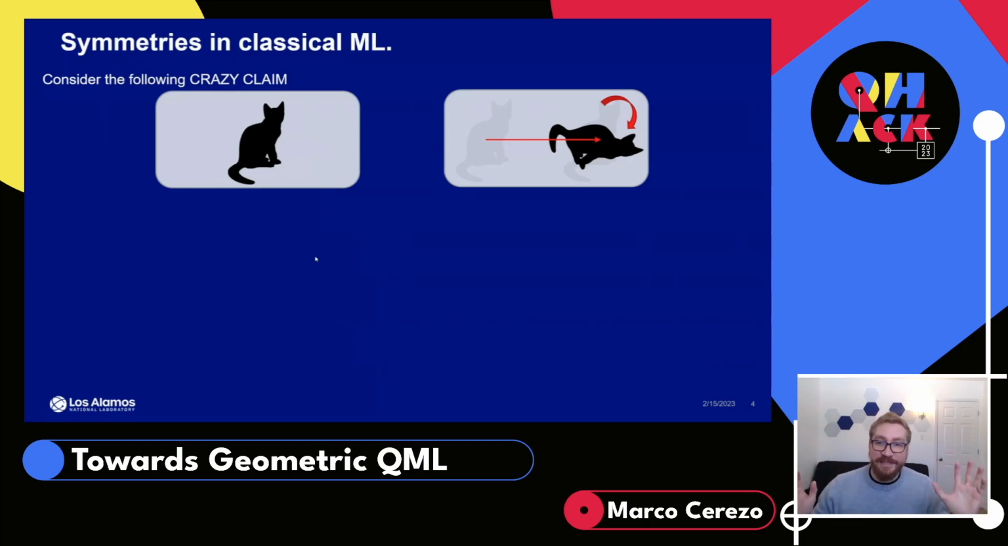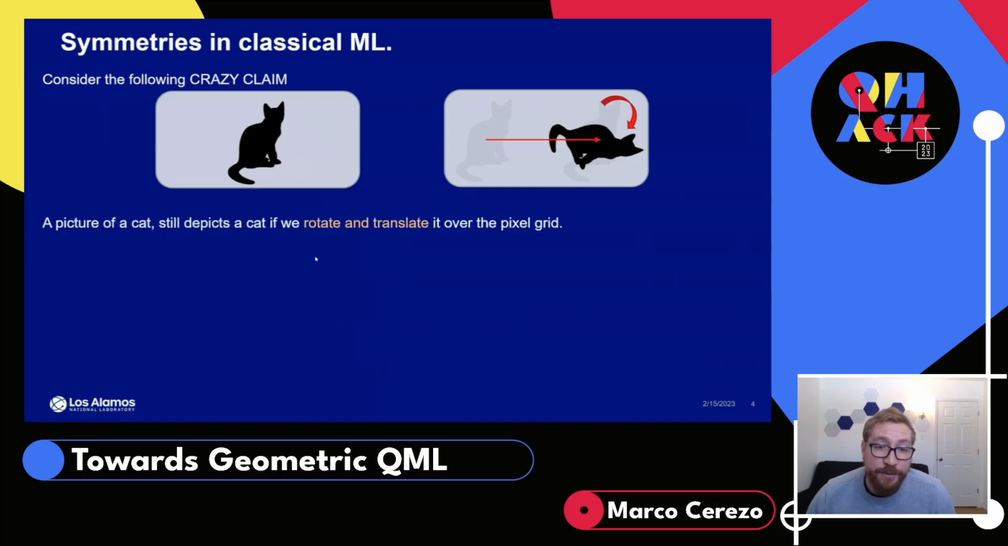This is my crazy claim, right? And what does it mean to translate and rotate? You just move the pixels in your image. So as we can see, we can always take a picture of a cat and it's still going to depict the cat if we roto-translate it over the pixel group, right? So what does this mean? The image in itself is changing, it's a completely different picture. However, the label of the cat is invariant under the roto-translation group, right?